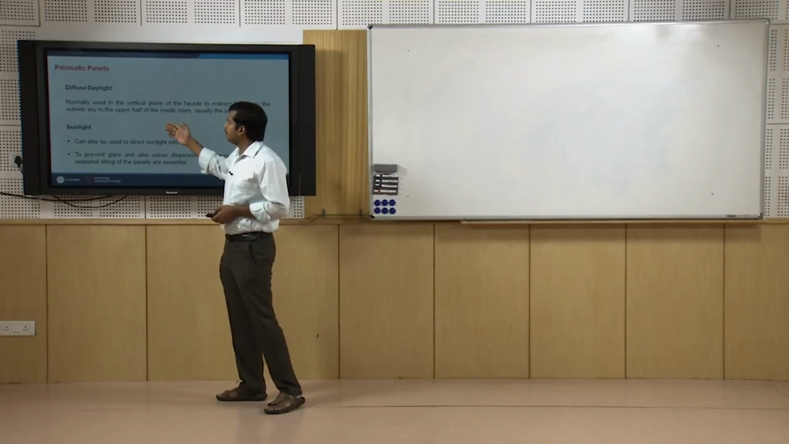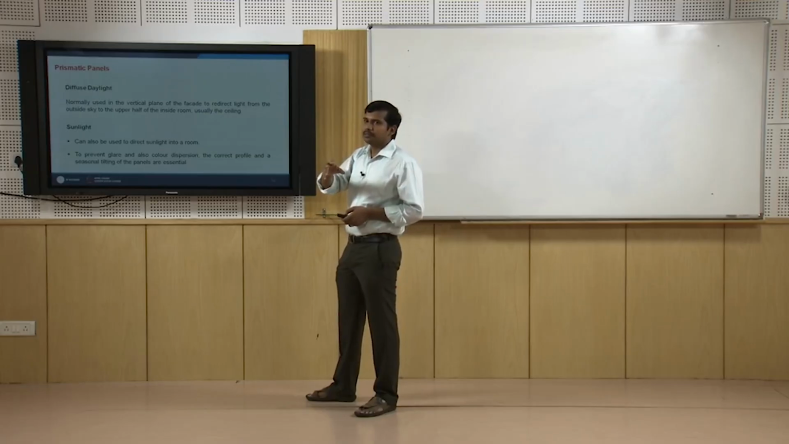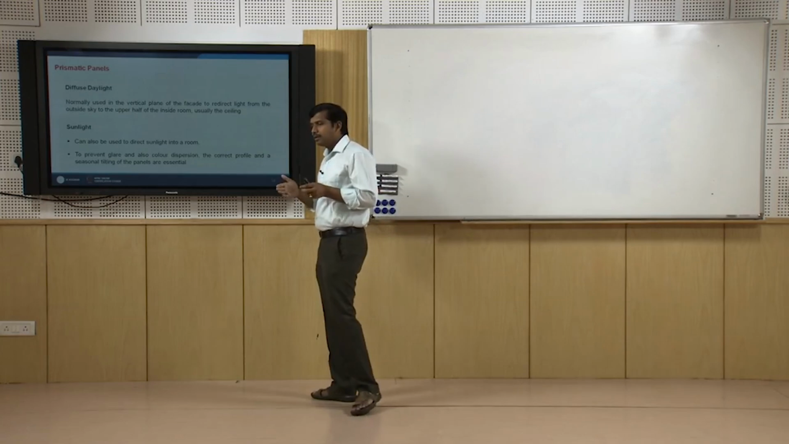Simple diffuse daylight panels are normally used in vertical plane facades to redirect light from the sky outside, and it will be reflected inside the room. Typically on the ceiling surfaces, the direct light will fall and these prisms will reflect. These are typically placed inside the window or glazing systems.